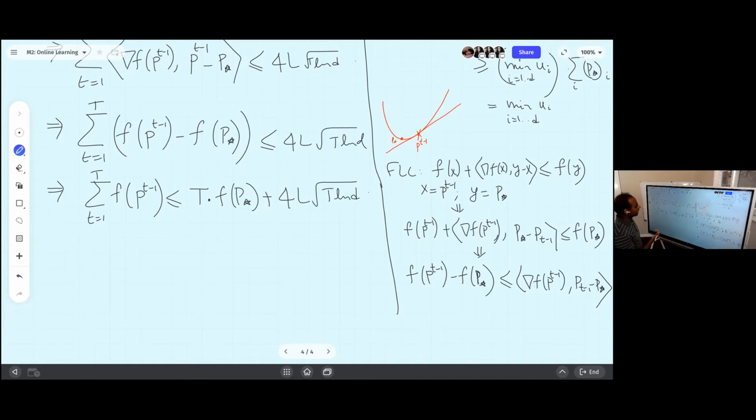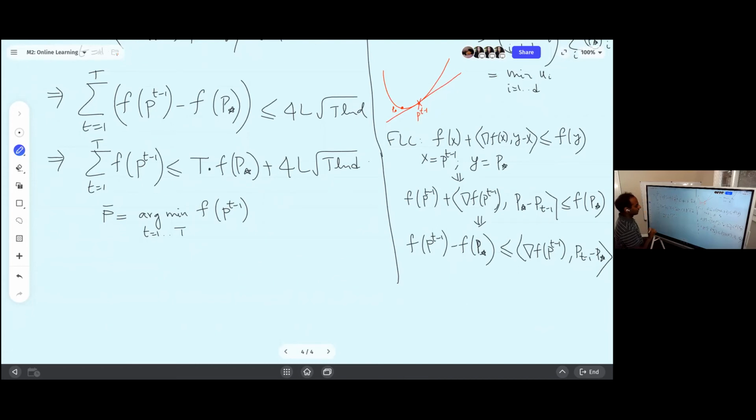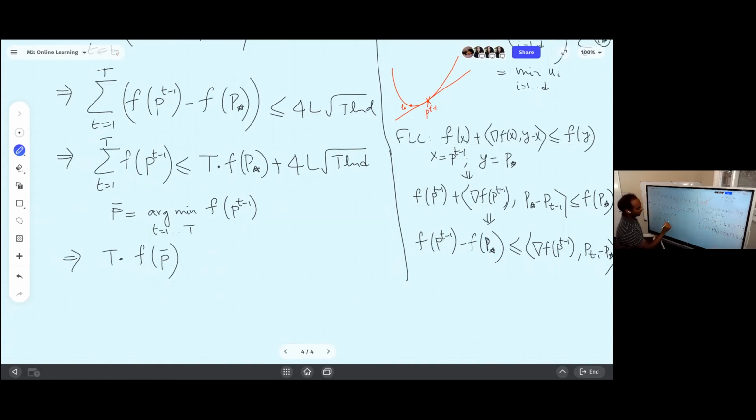But that's still quite useful because I can now take the minimum value of the function among my iterates. So let me define t bar as argmin over t equals 1 through T of f of pt minus 1. I can also take the average and use convexity analysis just as we did in SGD, but taking the minimum also works. So then I get T times f of p bar. Since f of p bar is the least among all my iterates, the sum over the iterates is at least T times f of p bar, and this is at most T times f of p star plus 4L squared T.